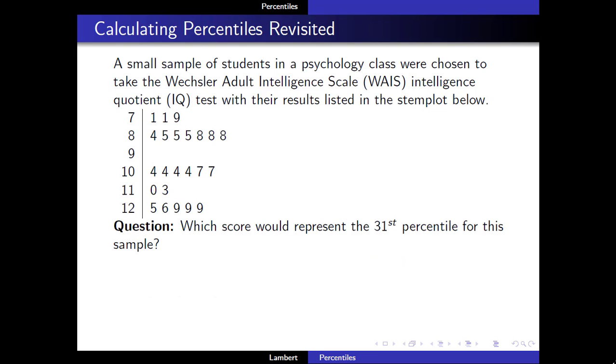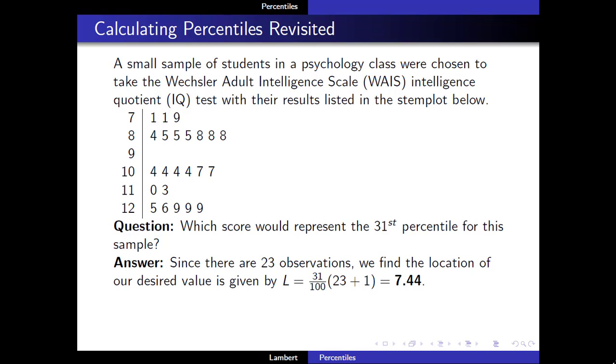So same IQ test scores, so same number of values, but we're going to look for the 31st percentile. So hopefully we'll have some different things going on here. Once again, we have the number of observations is 23. When we plug that in for n and our k value is now 31, we're going to get 31 over 100 times the quantity 23 plus 1, which is 24. That simplifies to 7.44. So now the decimal is 44 hundredths. We'll keep that aside.